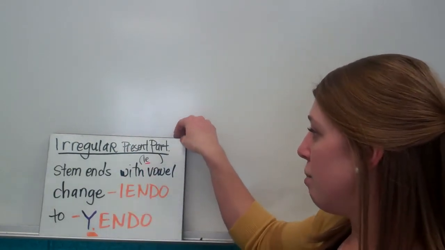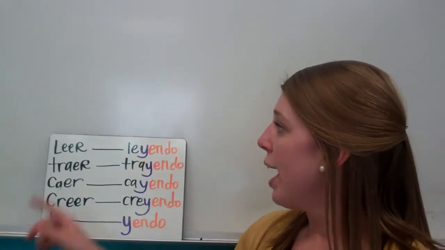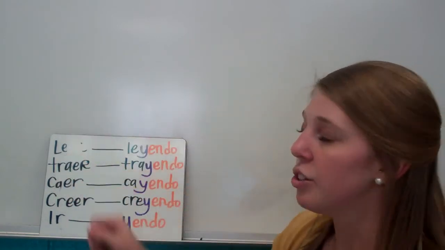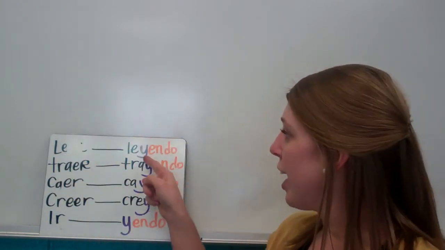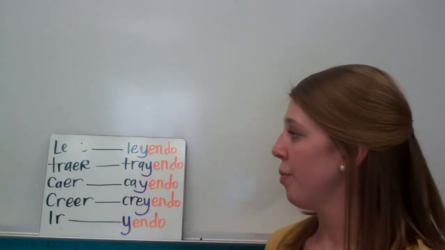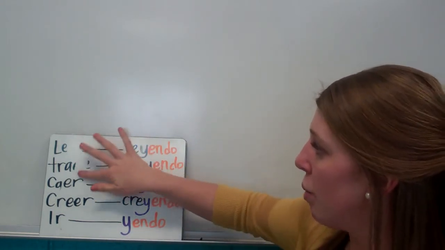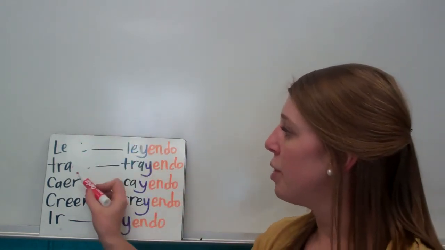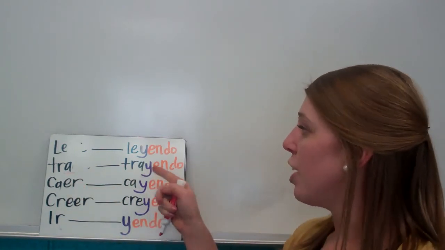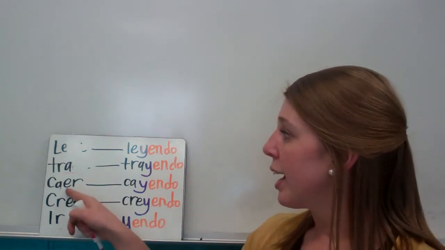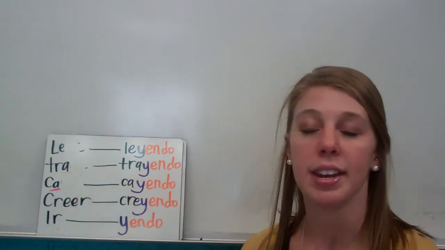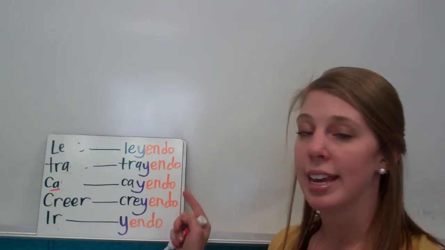So let's do some examples. We have leer. The first thing we're going to do is take off the ER, and notice that our stem ends with a vowel. So we're going to change the iendo to a yendo. So Y-E-N-D-O, leyendo. The same thing happens with traer. When we take off the ending, we're left with a vowel at the end of the stem. So we're going to change it to trayendo. It's bringing. Caer is the same way. When we take off the ending ER, we're left with a vowel at the end of the stem. So it's going to change to cayendo.